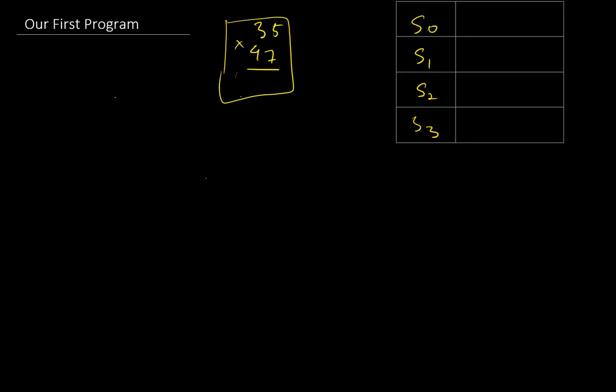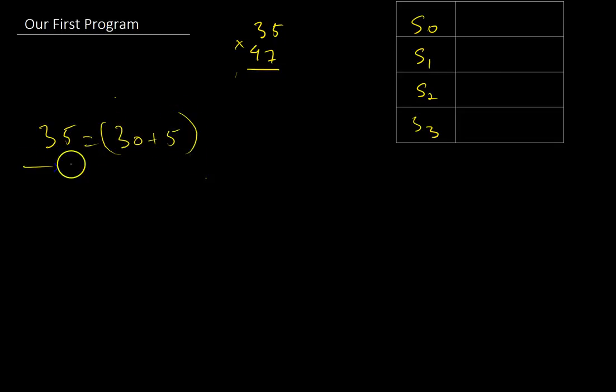Now let's get started. First of all, let's just review the elementary school method that we're taught to evaluate these long multiplications and why it works. Let's rewrite the number 35 as 30 plus 5, right? And you know that these two are equal. In the same way, we can rewrite the number 47 as 40 plus 7.